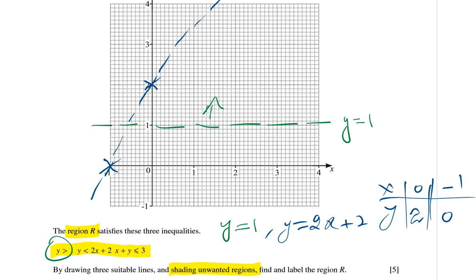Fine. So the region of the blue line is lesser. So it is pointing towards this point. Now the third one, x plus y is less than or equal to 3. So this will be a solid line.